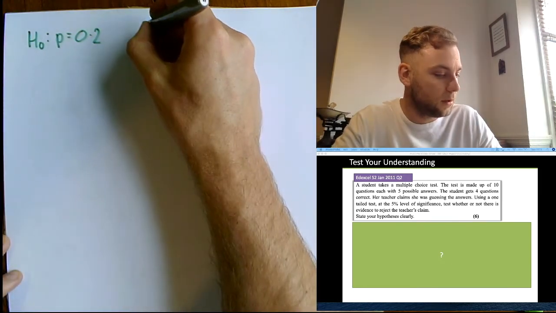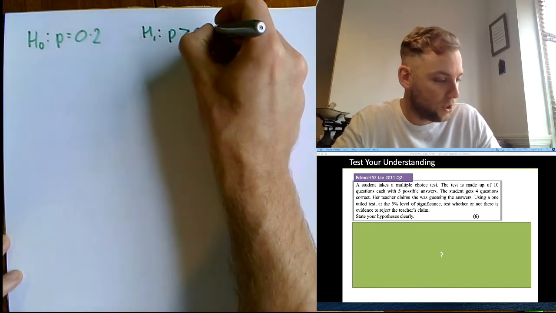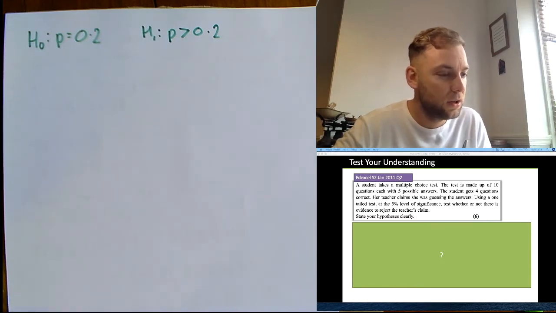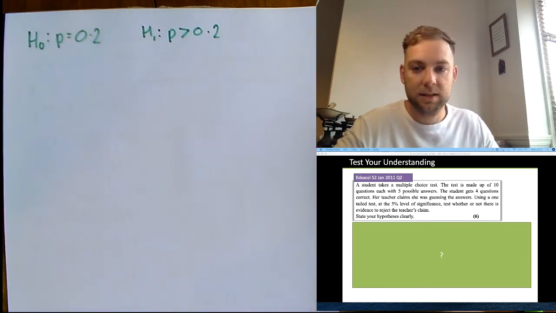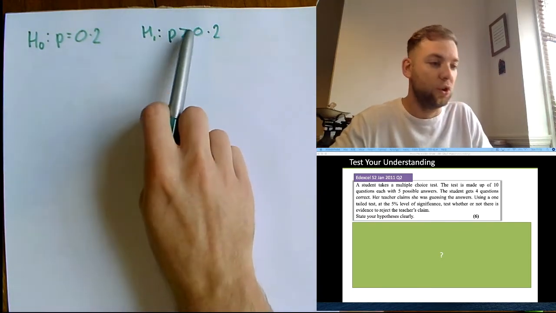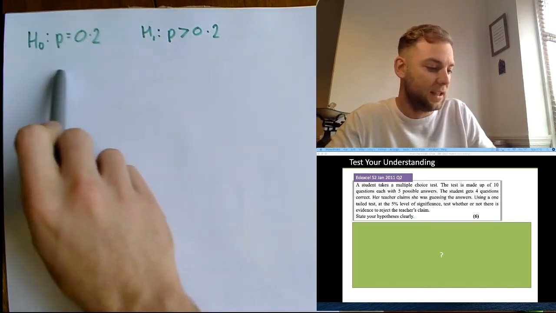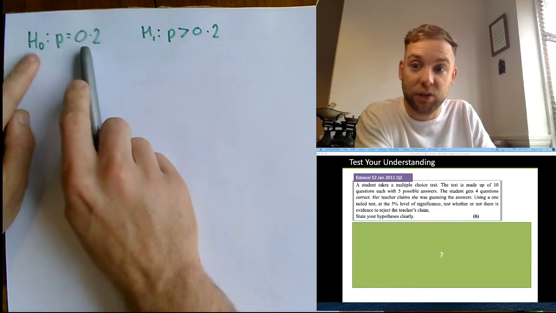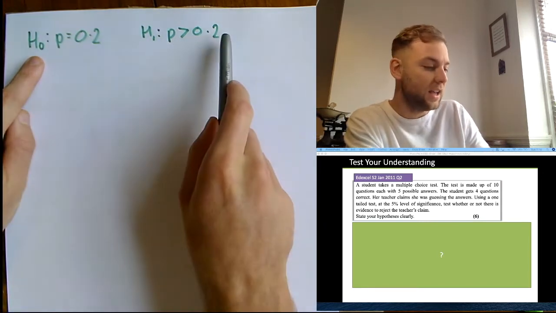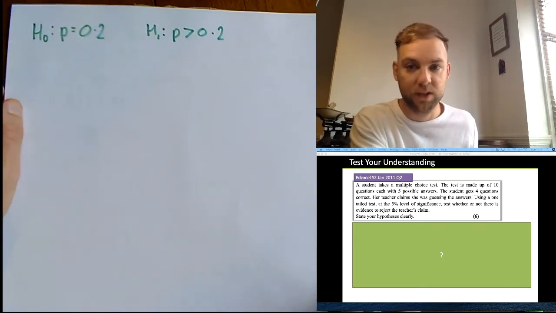The alternate hypothesis is that the probability is greater than 0.2. This doesn't come from the teacher, this comes from the student, who says that they're not guessing the answers. So this here is the probability that they guess the answers. This is what the teacher is claiming, and the student is claiming that they're not guessing the answers and they've actually revised, in which case they're going to say that the probability is greater than 0.2. Let's just make that really clear.